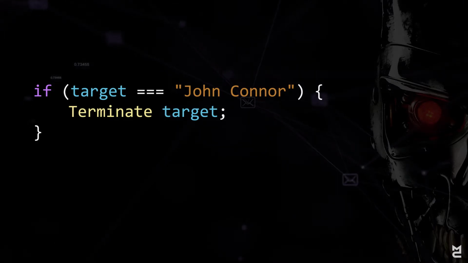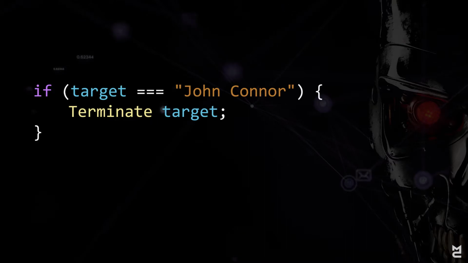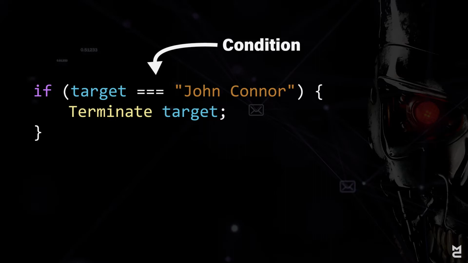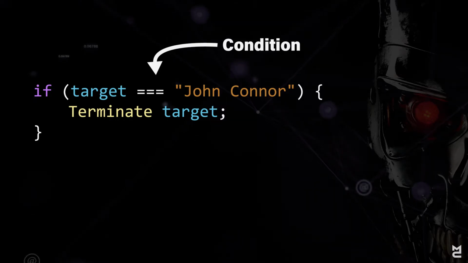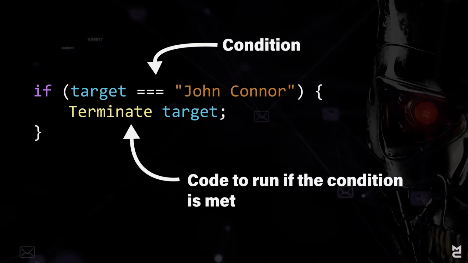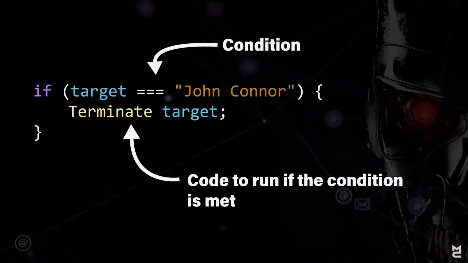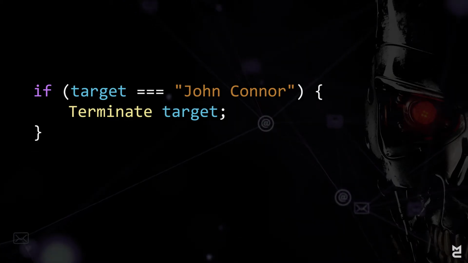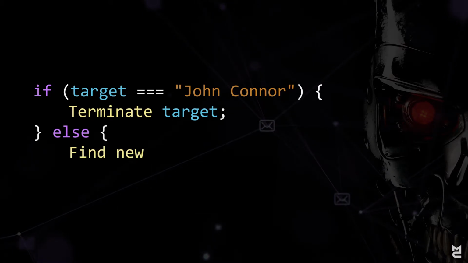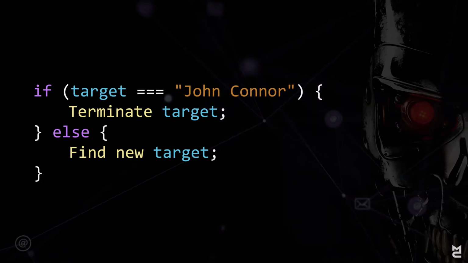Let's break this down. Say this program runs whenever our Terminator encounters a target person. First, it'll evaluate the condition. In other words, is the target John Connor? If it is, then the program will run the code that corresponds to the if statement and terminate the target. But what if the target isn't John Connor? We want him to move on to another target. This is what the else statement is for. It could look something like this. It'll basically handle every scenario that the if statement didn't.